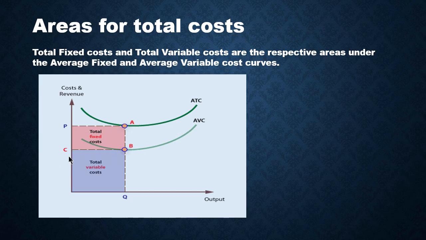The purple one is the total variable cost area, and the orange one, this one, is the total fixed cost area. And this one, the points P, E, Q, is the sum of the total fixed cost and the total variable cost, which is the total cost. So these are the areas of the total cost.